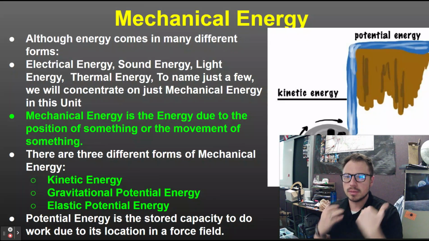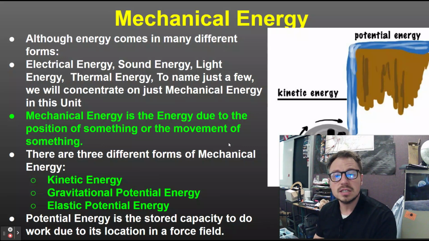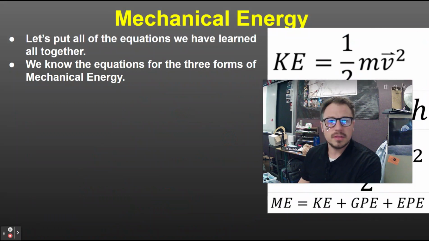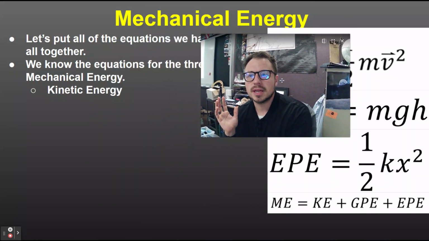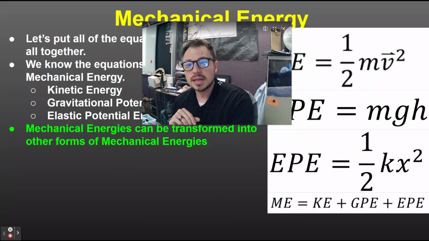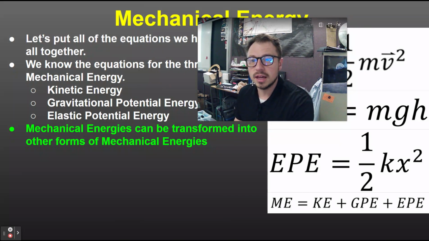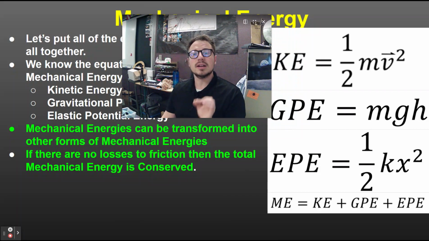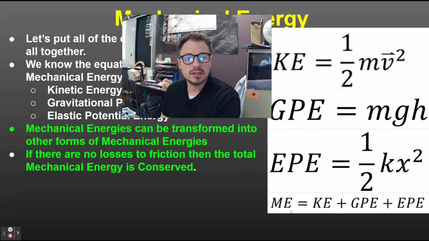It is the energy due to the position or movement of something, but I like to think of it as the easiest form of energy to recognize. So these are the equations that we've already seen for all forms of mechanical energy: kinetic, gravitational, and elastic potential. Mechanical energies can be transformed into other forms of mechanical energies. If there are no losses due to friction, then the total mechanical energy is conserved. That's what that last equation down there states, right?